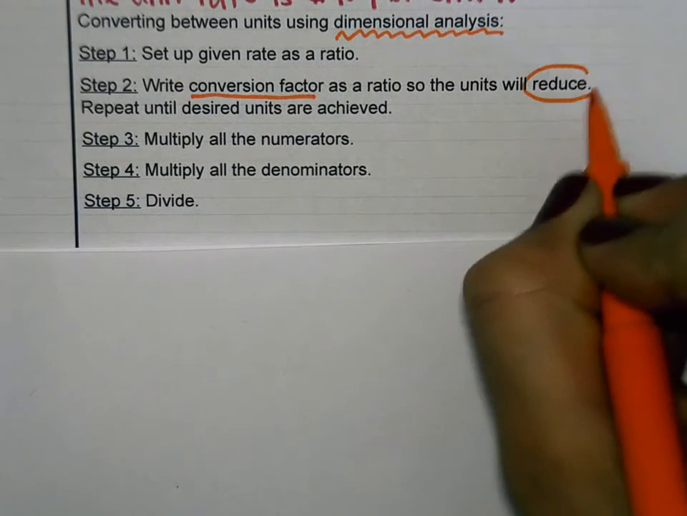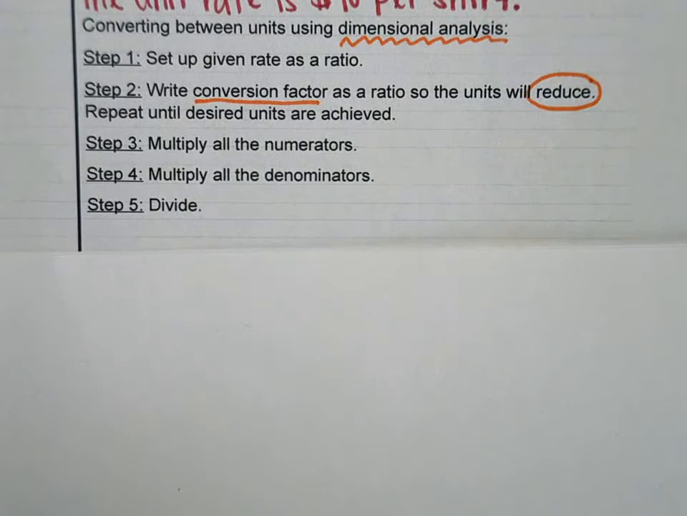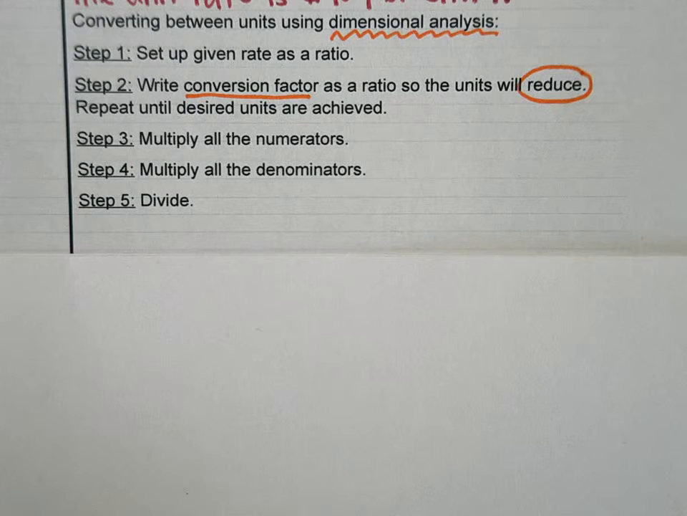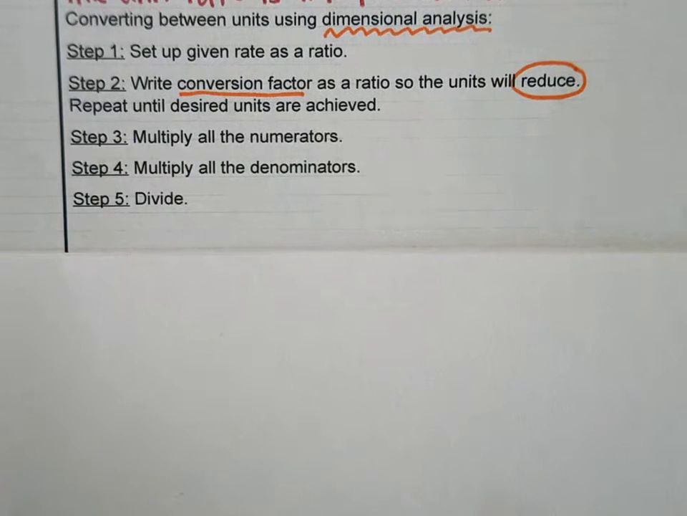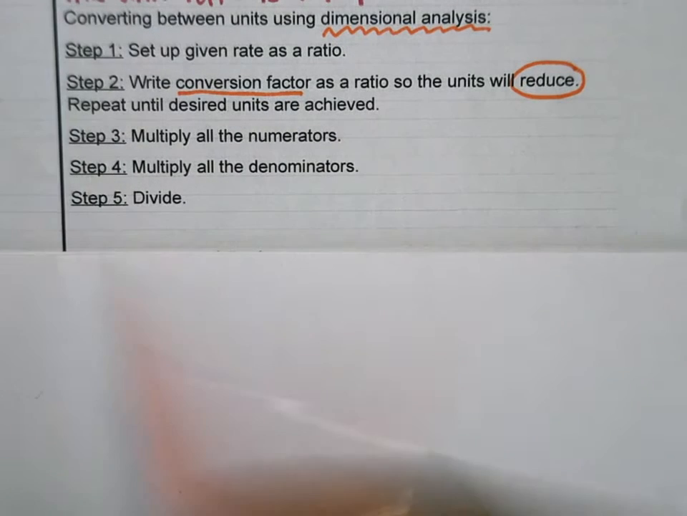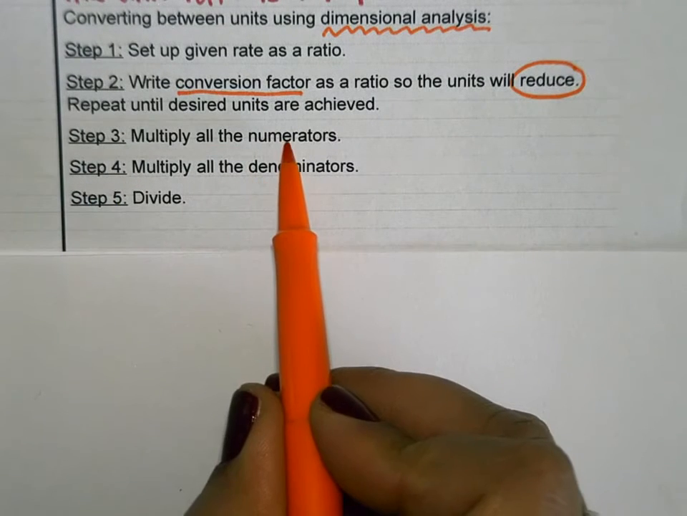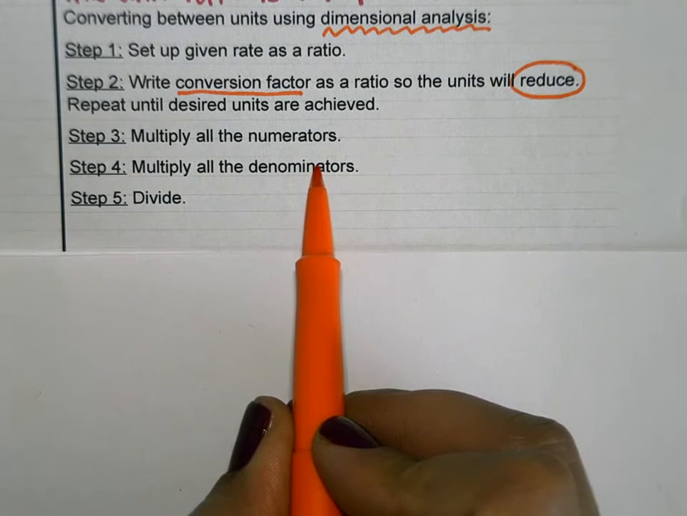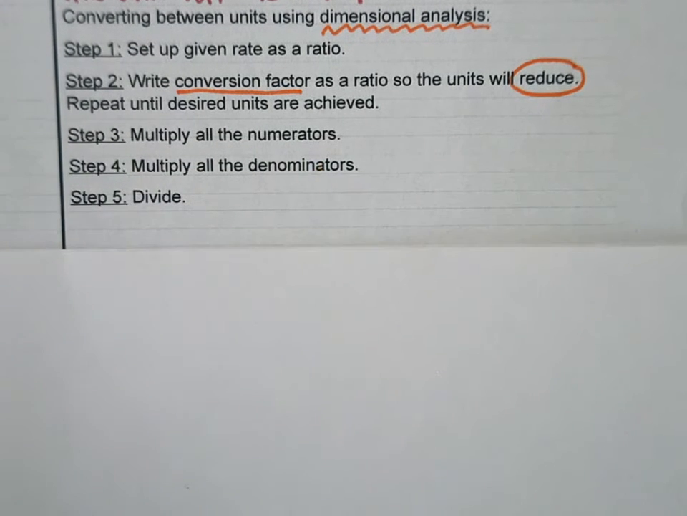So I want you to circle that word. Reducing the units is the important part, and I'll show you how to do that. You will repeat step 2 until desired units are achieved. Sometimes you might have to do multiple conversions, so we'll have a whole bunch of ratios lined up here. What you are going to do is multiply all the numerators, and then multiply all the denominators straight across, and then we will divide.